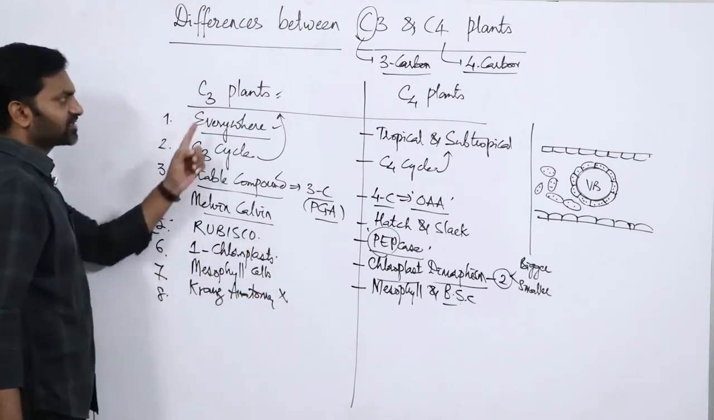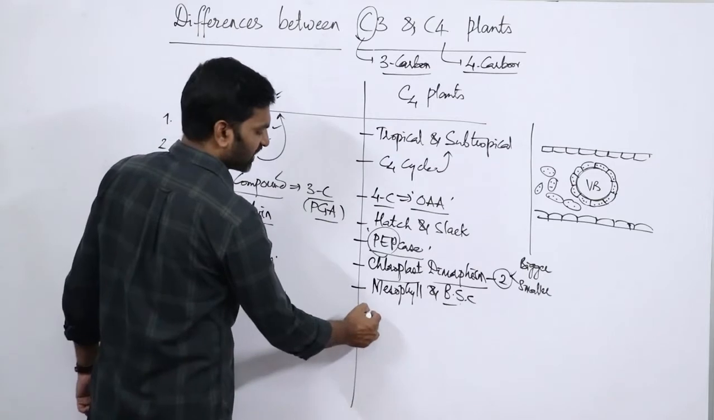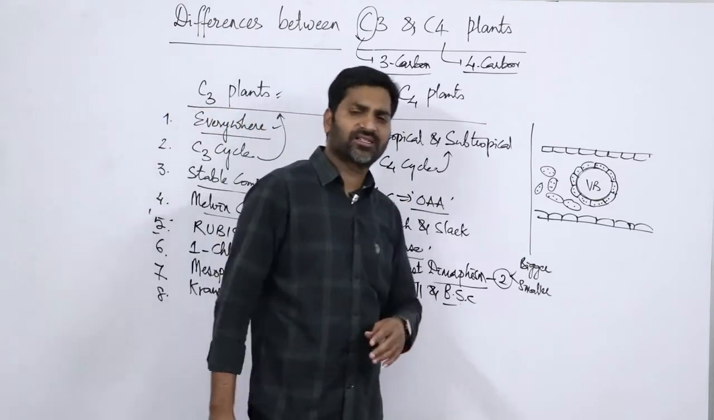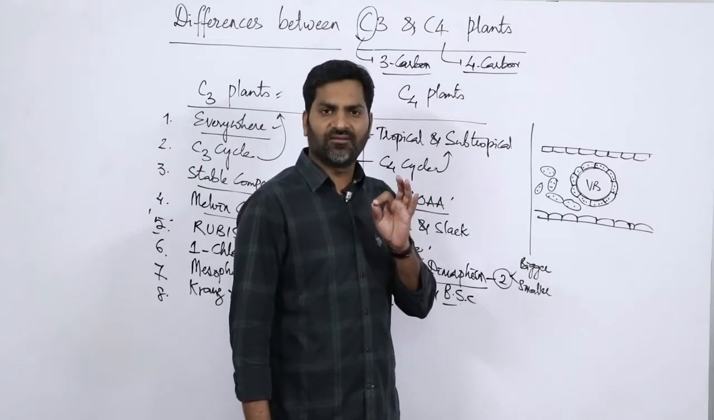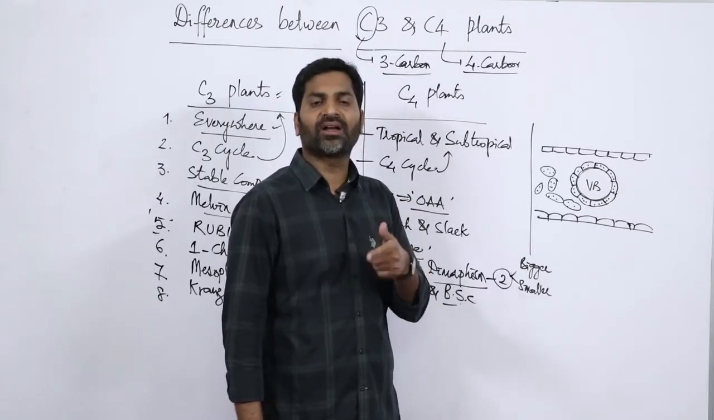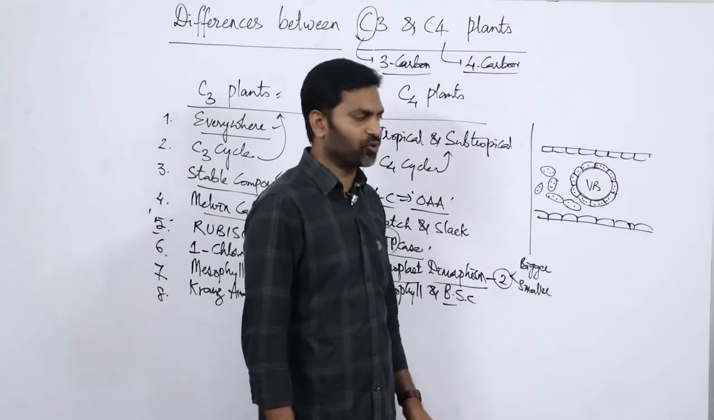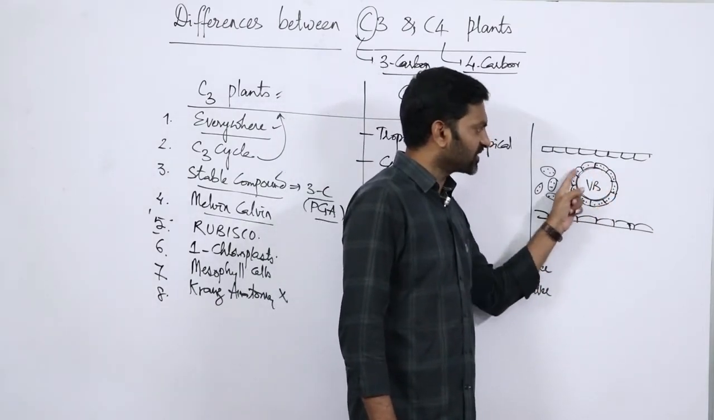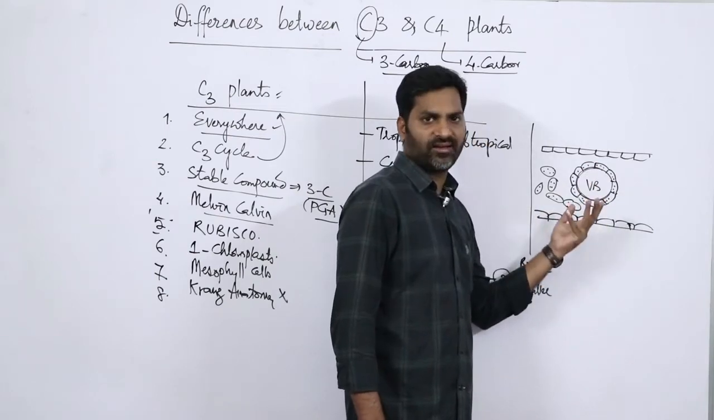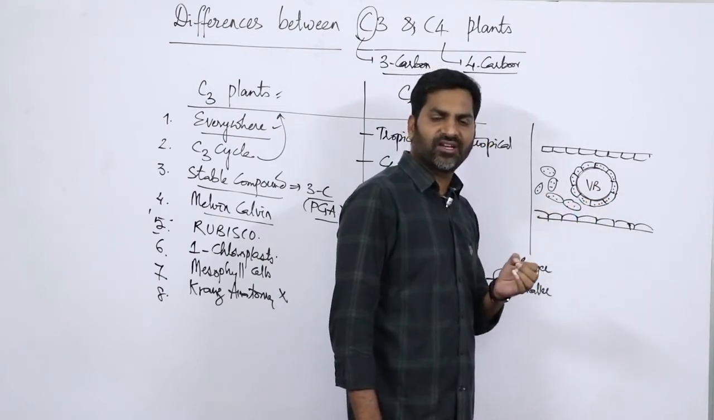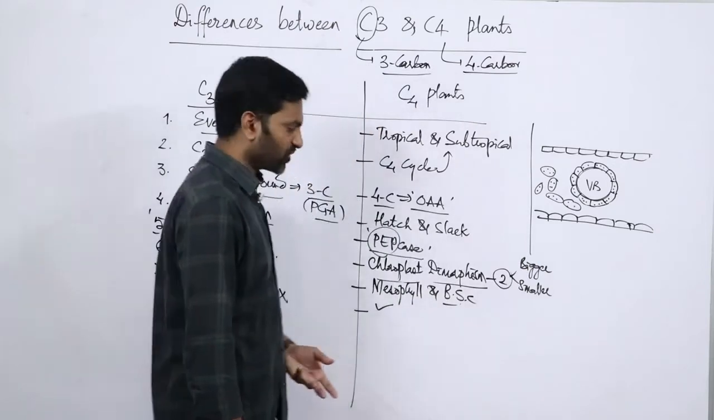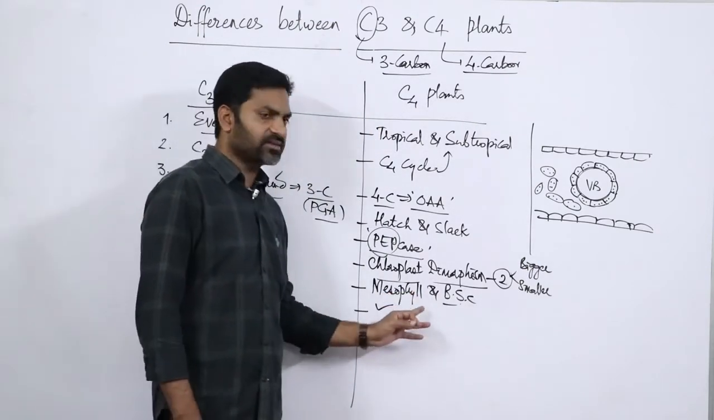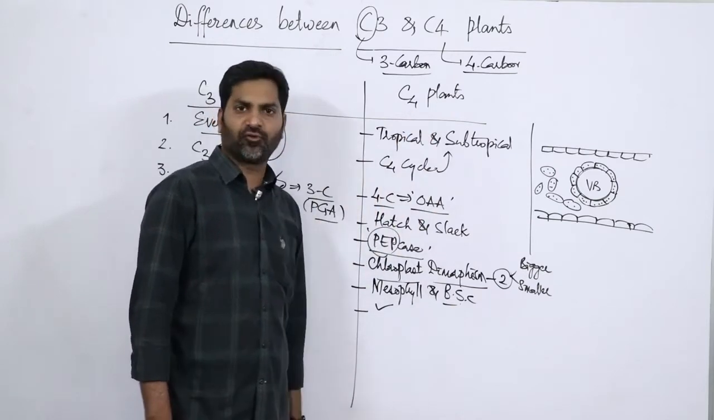is absent in C3 plants. Kranz anatomy is present in C4 plants. What is meant by Kranz? The word Kranz denotes garland in the German language. The bundle sheath cells look like a garland, so garland in German is technically Kranz. So Kranz anatomy is absent in C3 plants and present in C4 plants.